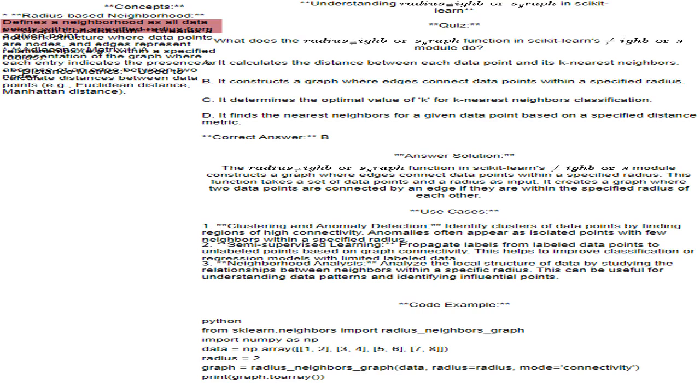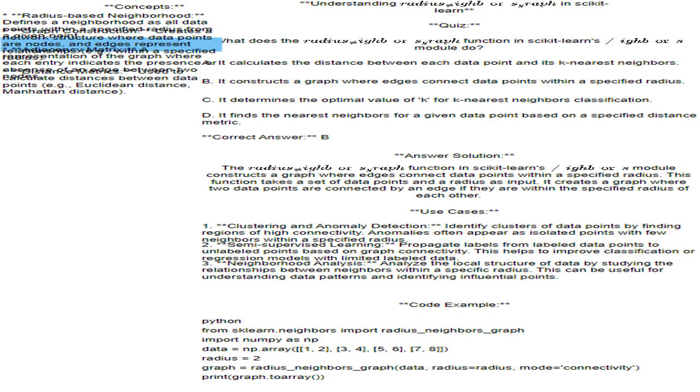Graph construction involves representing relationships between data points as a network structure. In this context, data points become nodes (vertices) in the graph, and edges connect nodes that meet certain criteria, such as being within a specified radius of each other. Graph construction creates a network structure where data points are nodes, and edges represent relationships, e.g., within a specified radius.